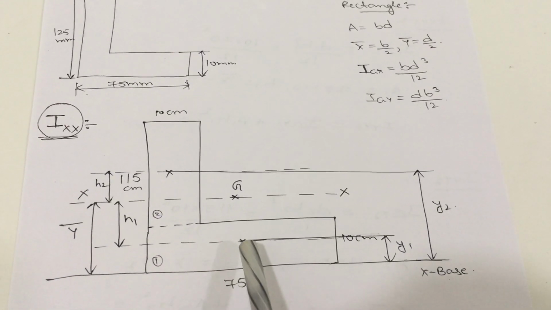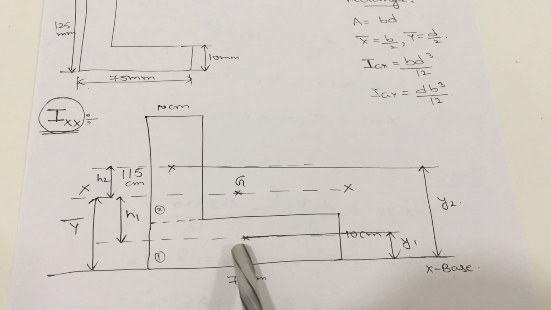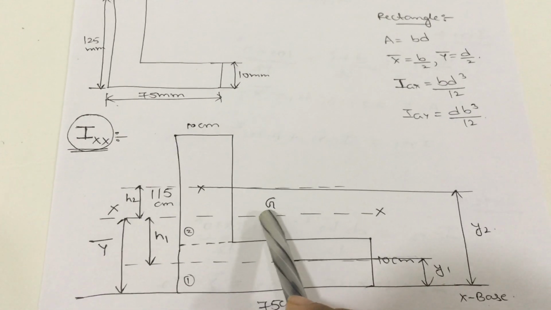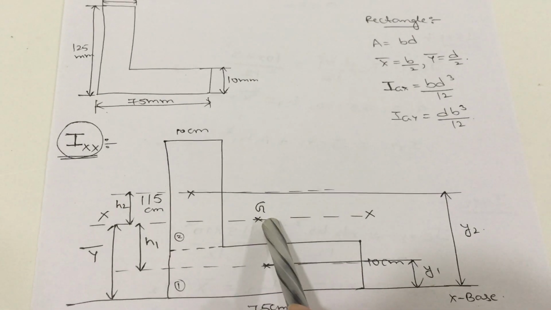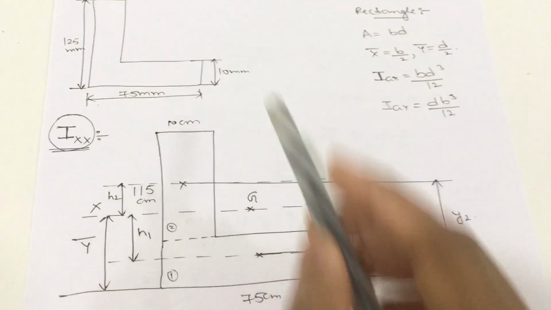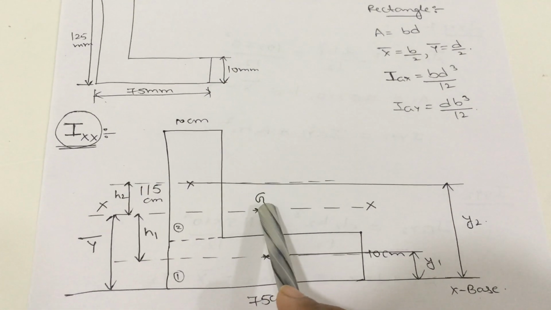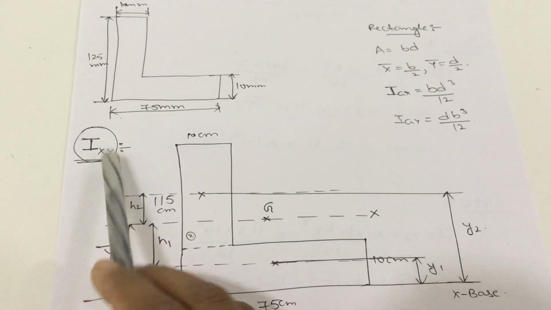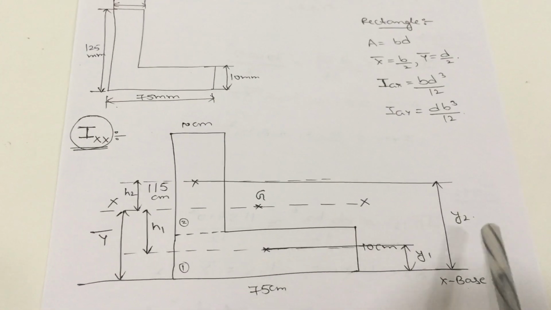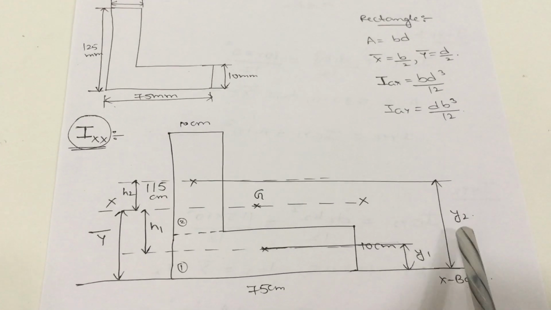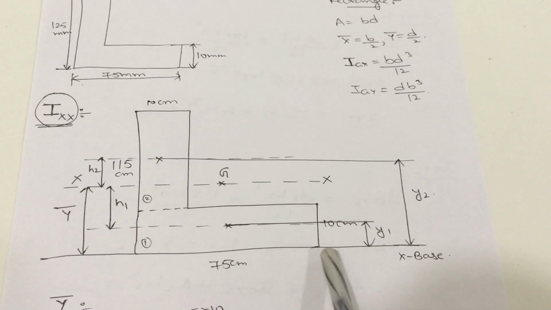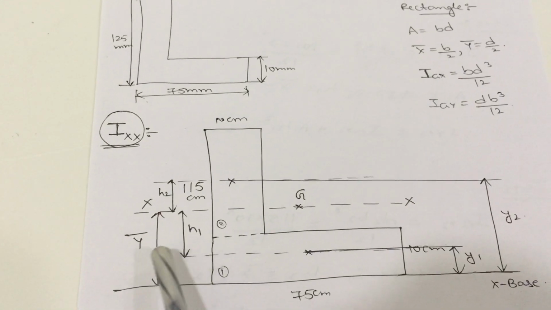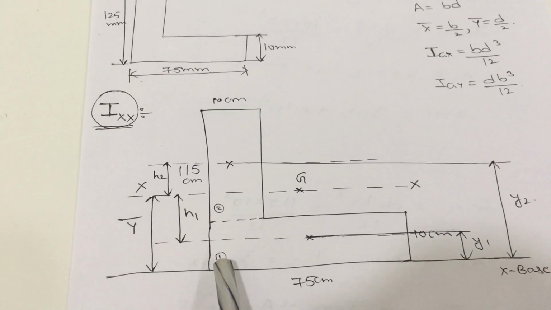Next, locate the centroid point for the first section here. Next, locate the centroid point for the second section. Next, locate the centroid point which is out of the L section for the complete L section. Here mark it as a G centroid point. Next, as here we are calculating the Ixx value, in the complete process you will get the perpendicular distances in terms of the y distances. So we need the x base. So project x base.